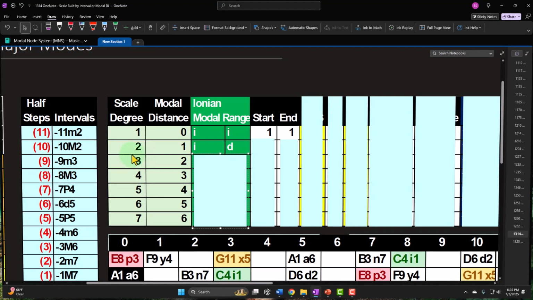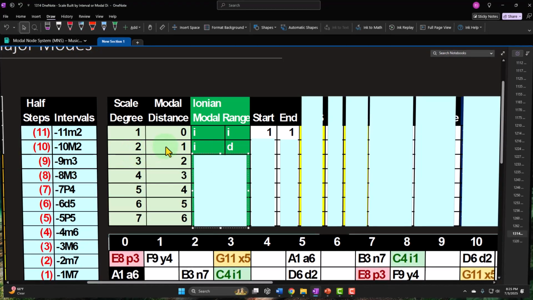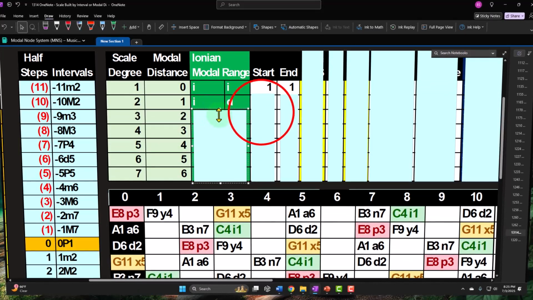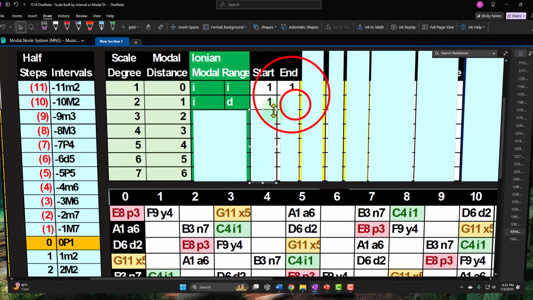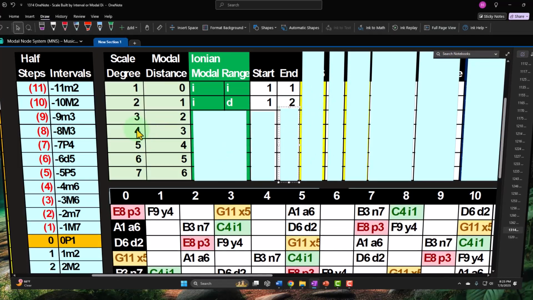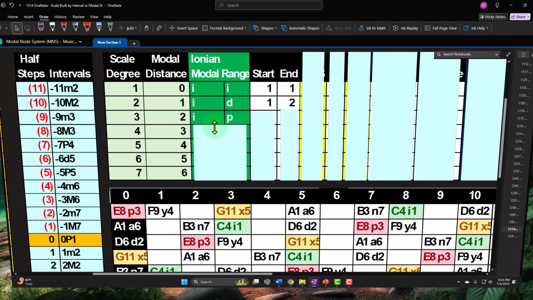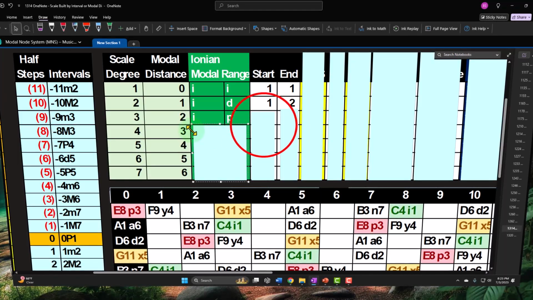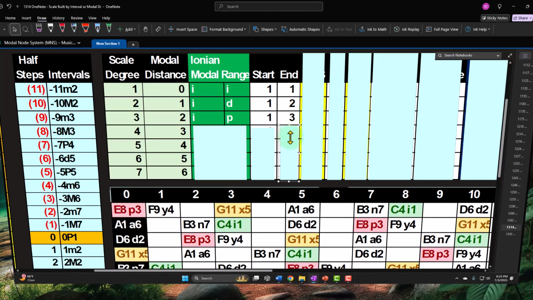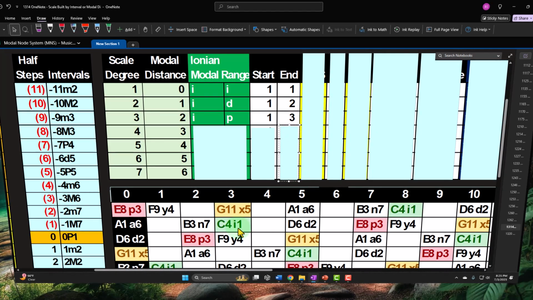If I go to the second scale degree, that means I went up one continent. So from the Ionian, I would have gone to the Dorian. That would be an I-D modal range, which would be a 1-2 modal range, right? If I go to a third scale degree, that would mean I went up two continents. So that would be what I would call a 1-3 modal range. So 1, 2, 3, and 1, 2, 3, right? The third scale degree is two modal half steps up.